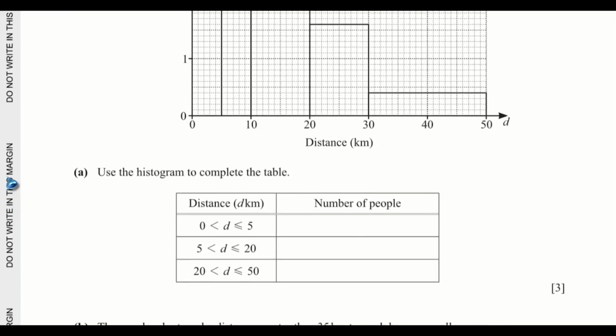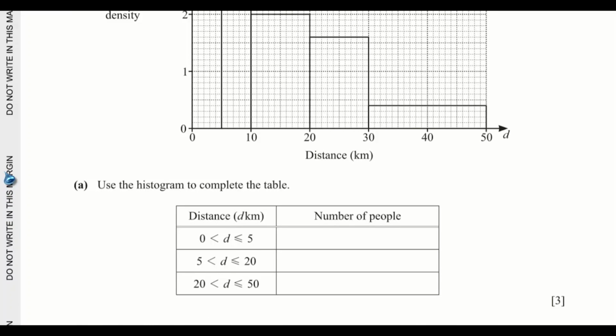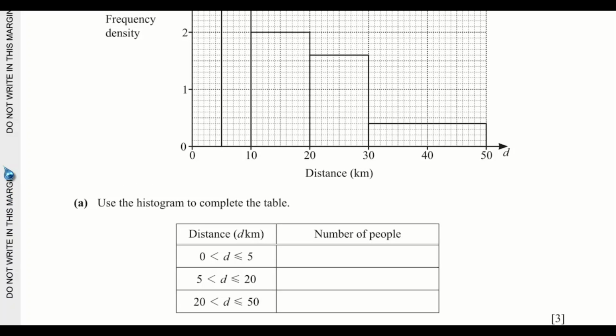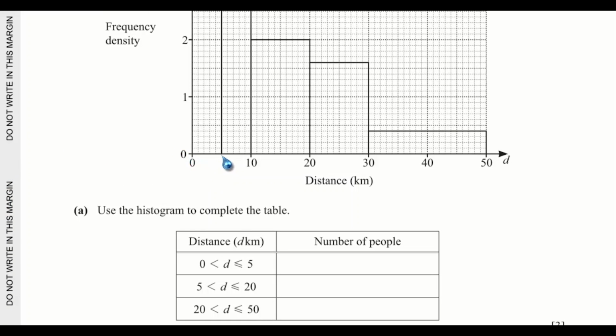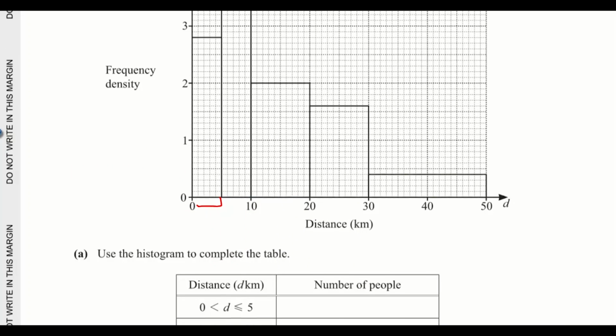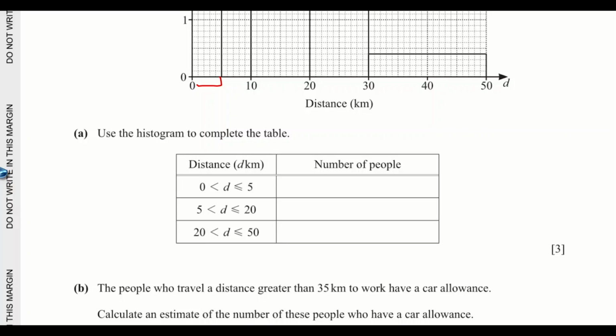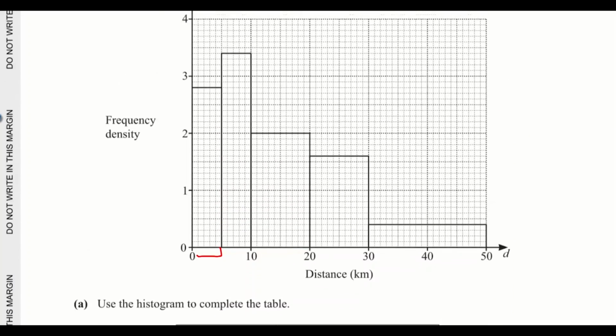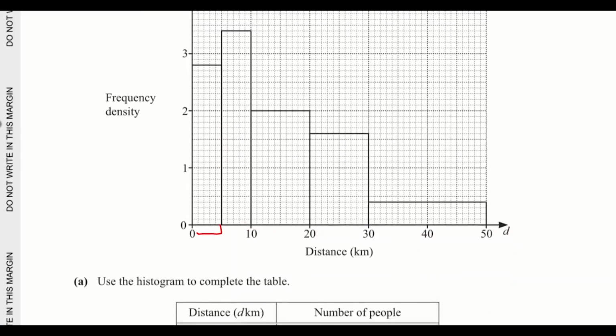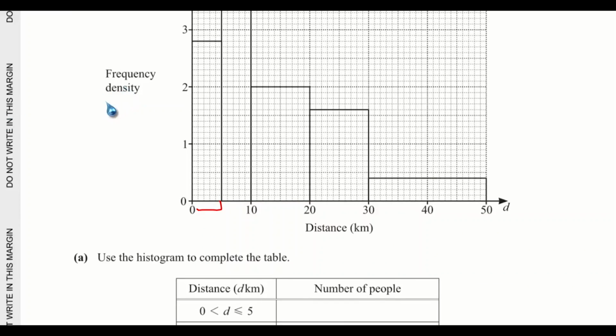So from 0 less than d less than or equal to 5, that is from here to here. We want to get this. We are given the frequency density as well as the distance covered. We need the number of people, so we need the frequency. But we know that there is a formula that connects the frequency and frequency density together. That is, frequency density equals frequency over the class size. So from here, frequency equals frequency density multiplied by the class size.